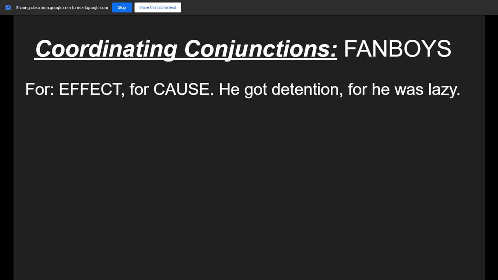So for is a way that we could do that. Now, if you look at this, he got detention because he was lazy. You can make this a complex sentence just as easily. You just get rid of that comma. But it just depends on what you want, whether you want it to be a compound sentence or a complex sentence.